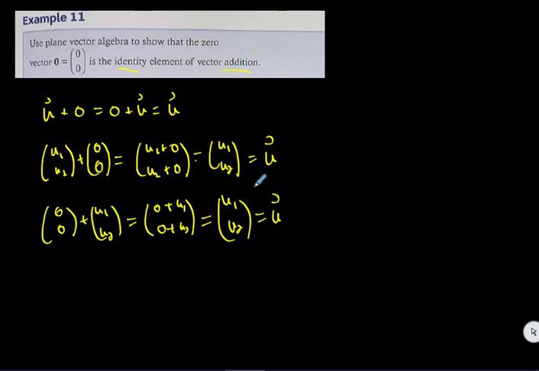I know this might seem obvious to you, but this is how we write a more thorough and rigorous argument, rather than just saying it's obvious and has to be true. So there you go. Thanks, guys.